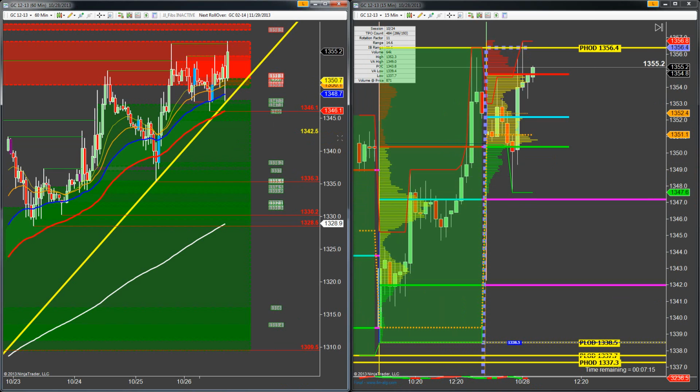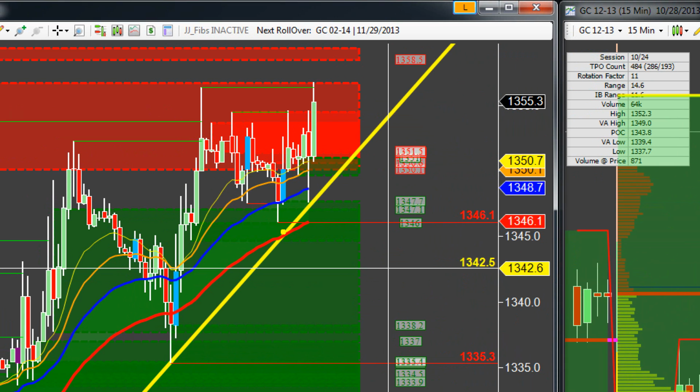Today we're going to be taking a look at gold this morning at a possible setup. Starting from the 60-minute chart, you can see we had a bounce down here at this trendline low and we've since pushed higher.